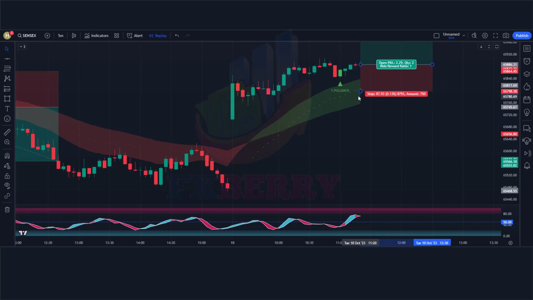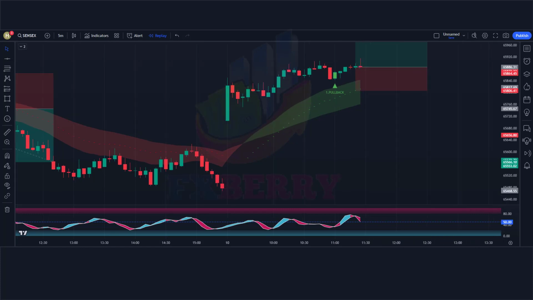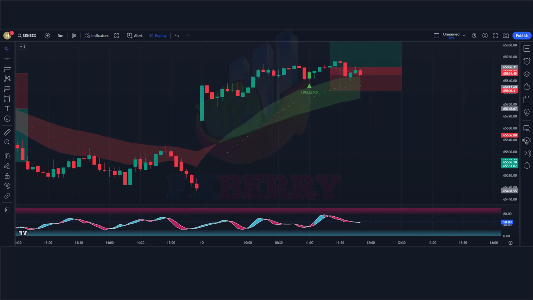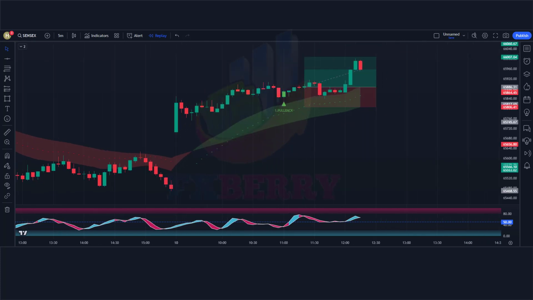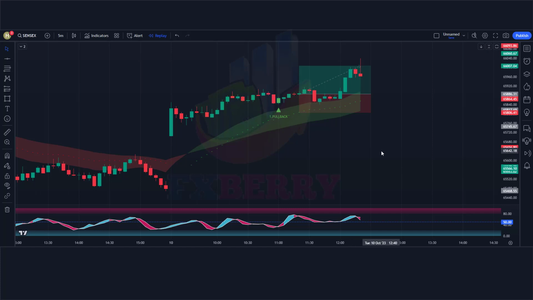Our stop loss will be placed at the LNL pullback arrows indicator's stop line. And the risk to reward ratio will be 1:1.5. Let's see what happens to our trade. Our trade is running in profit. We have won the trade.